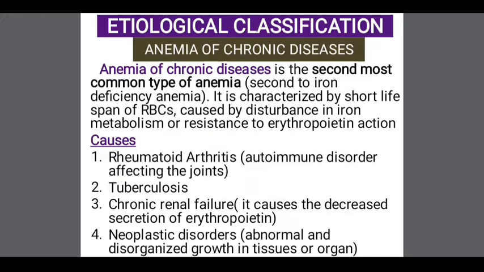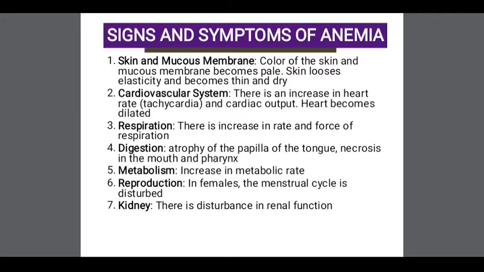Number four is neoplastic disorders. What are neoplastic disorders? Neoplastic disorders are when there's abnormal and disorganized growths in tissues or organs. Okay, so those are neoplastic disorders. So let's take a look at the signs and symptoms of anemia.